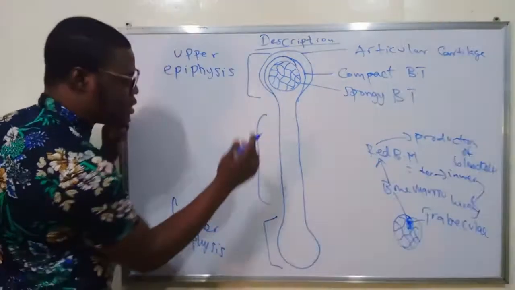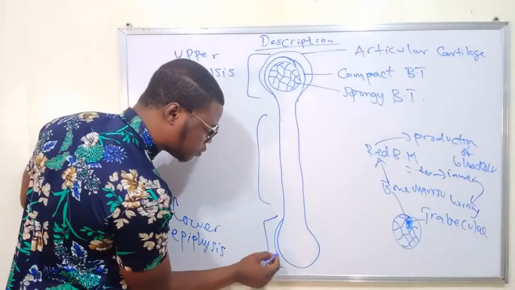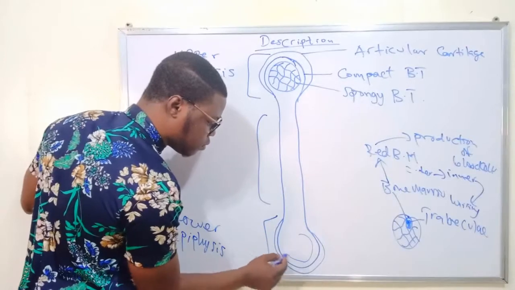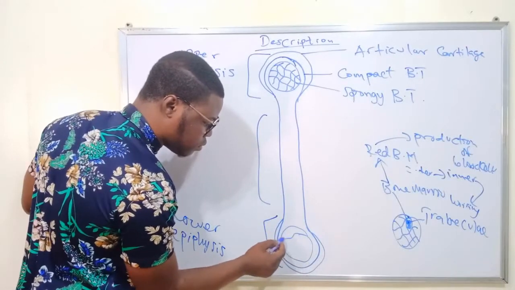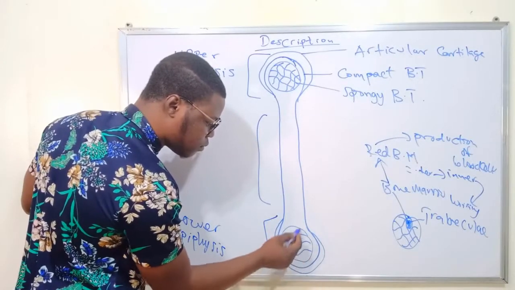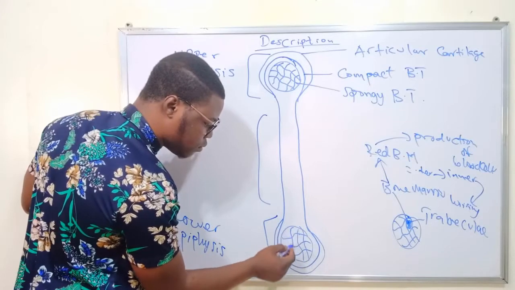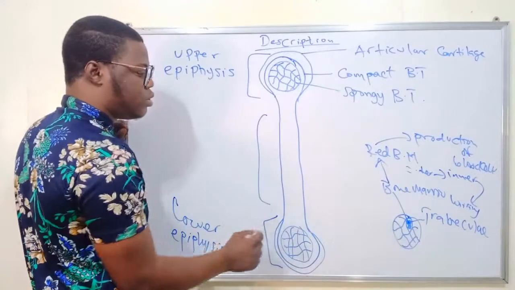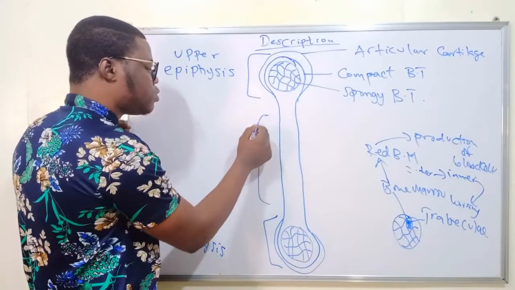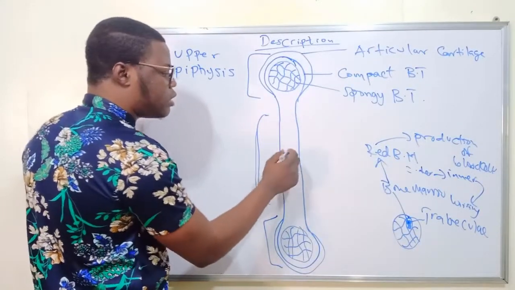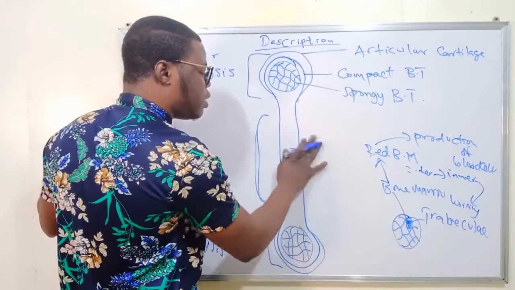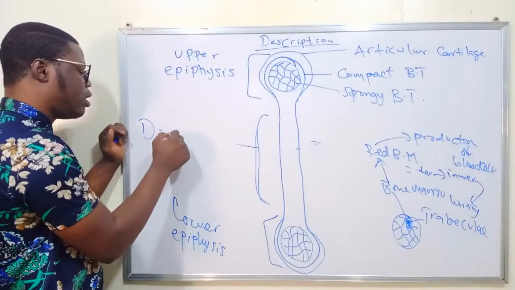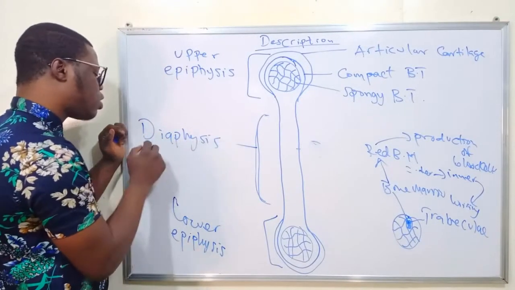So we are going to repeat the same diagram for this place too, with the same labeling as well. Now to this elongated middle part. This part is called the diaphysis. You also call it the shaft.